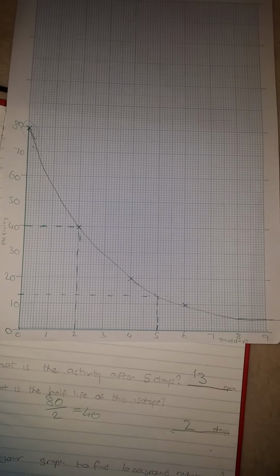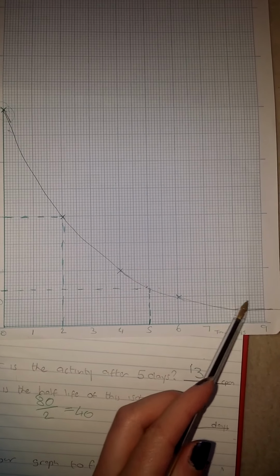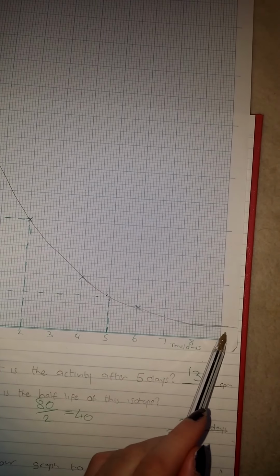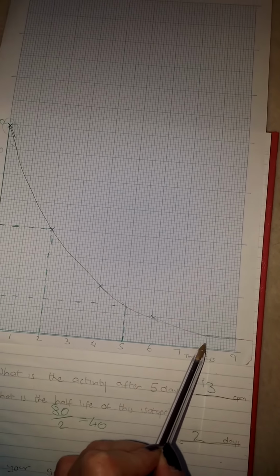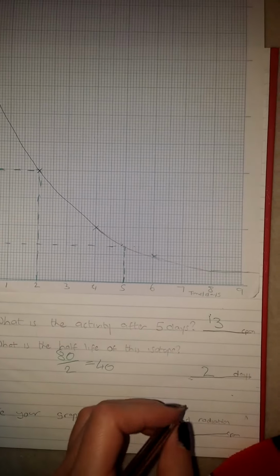So that is where my graph levels off. Here, this is my background radiation. If I just look at that, because it's remaining constant, my value for that is 5. So that is my 5.